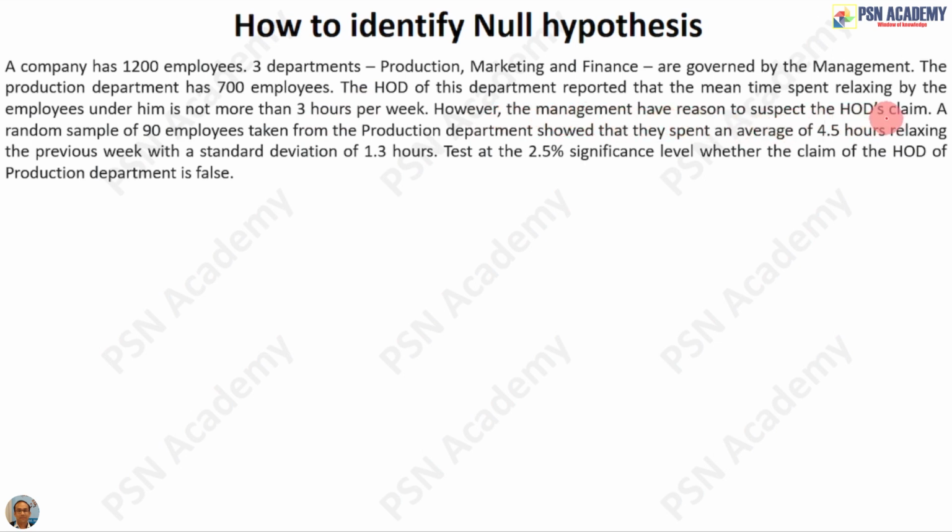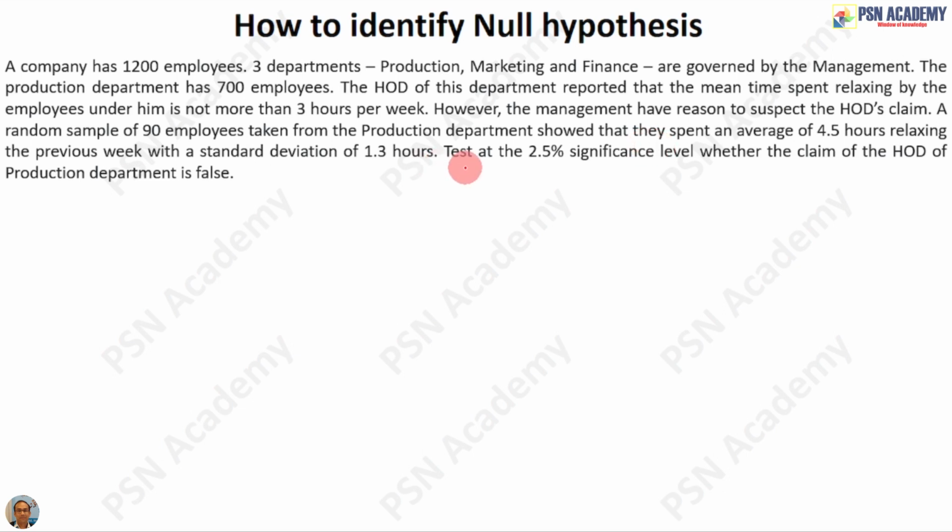Now, what the management did, it collected a random sample of 90 employees' records from that department and revealed that they spent an average of 4.5 hours relaxing the previous week with a standard deviation of 1.3 hours. That means the management went through the records for the previous week only, that means 1 week, regarding those 90 employees, and they found this figure that 4.5 hours was the mean time of those 90 employees in the previous week only.